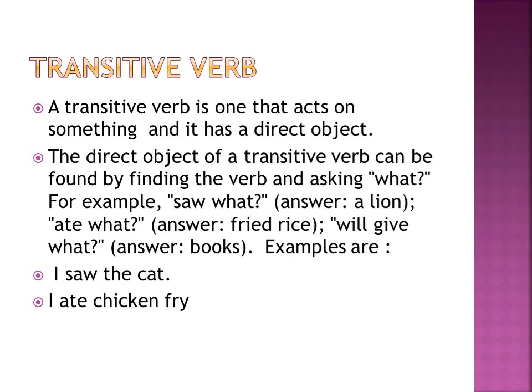Transitive verb. A transitive verb is one that acts on something and it has a direct object. The direct object of a transitive verb can be found by finding the verb and asking what. For example, I saw the cat. Here, saw what? I saw the cat. Saw is the transitive verb. I ate chicken fry. What did you eat? I ate chicken fry.